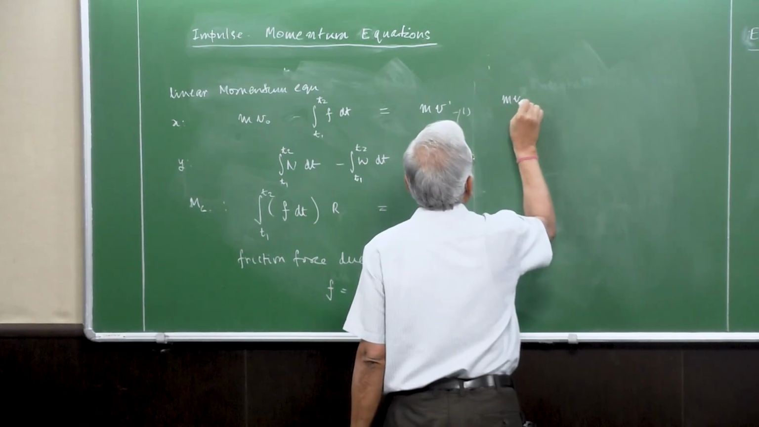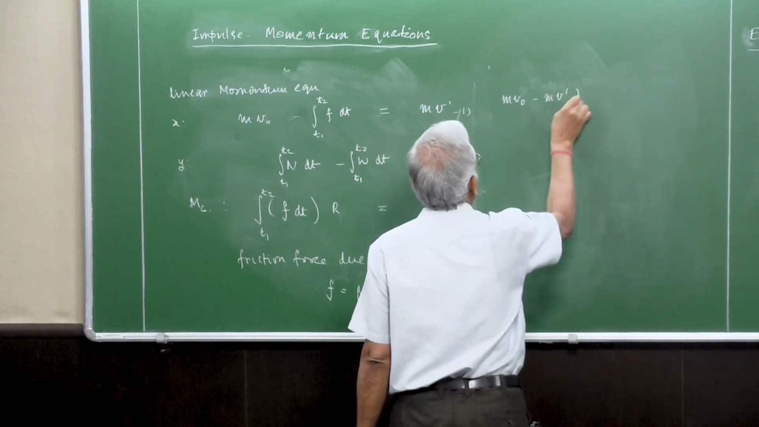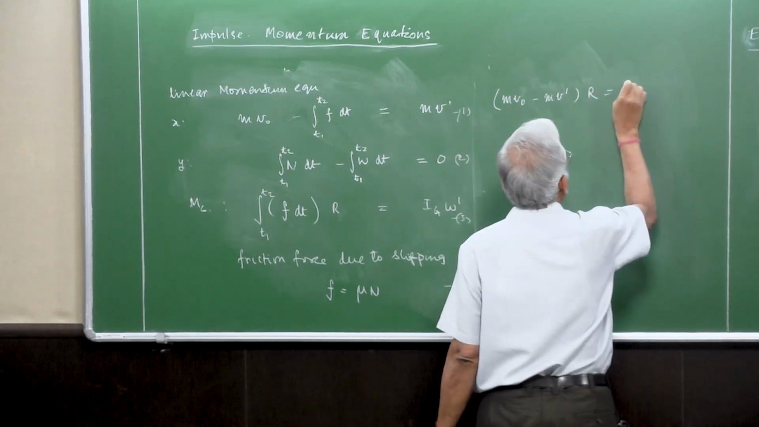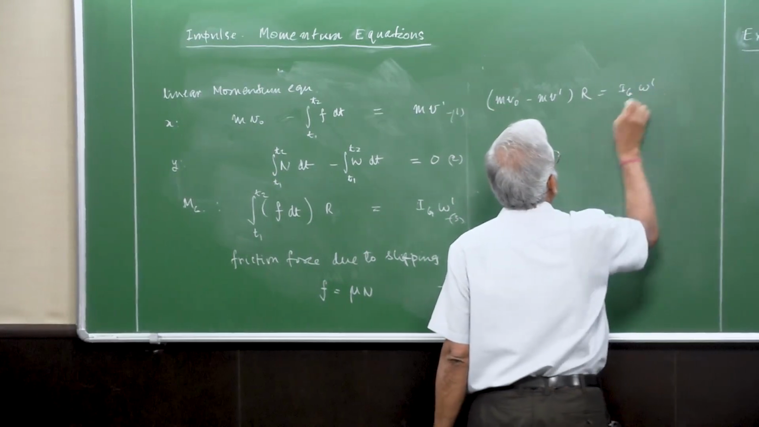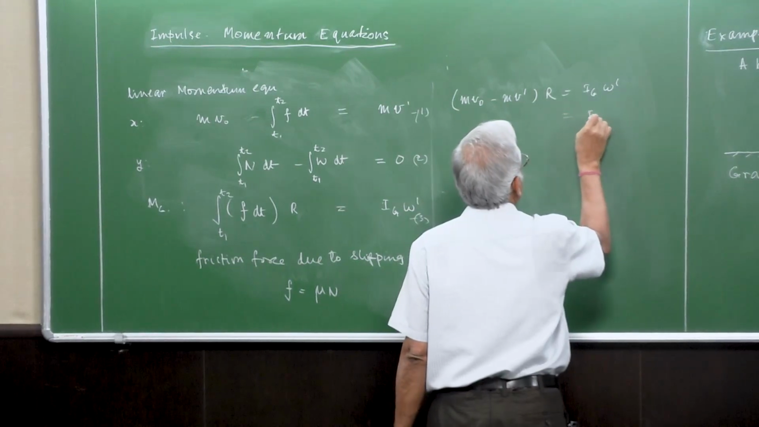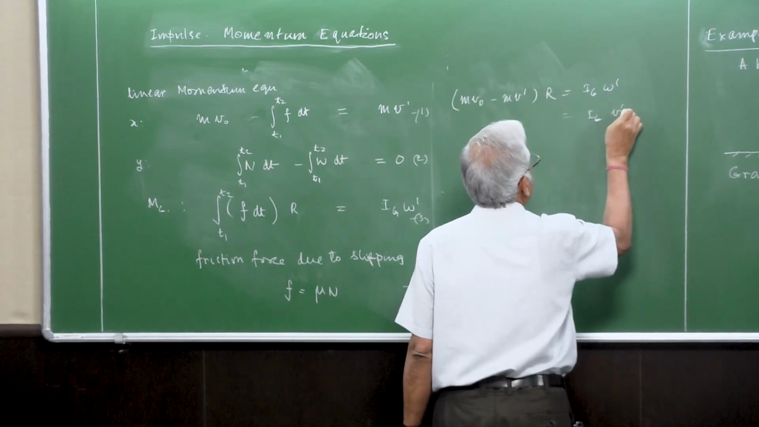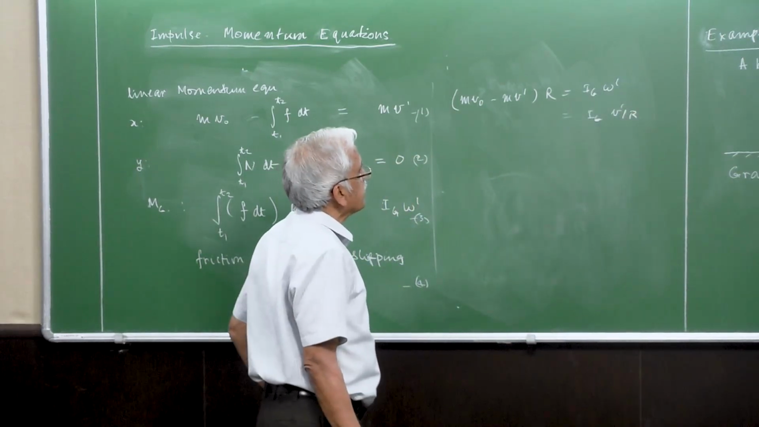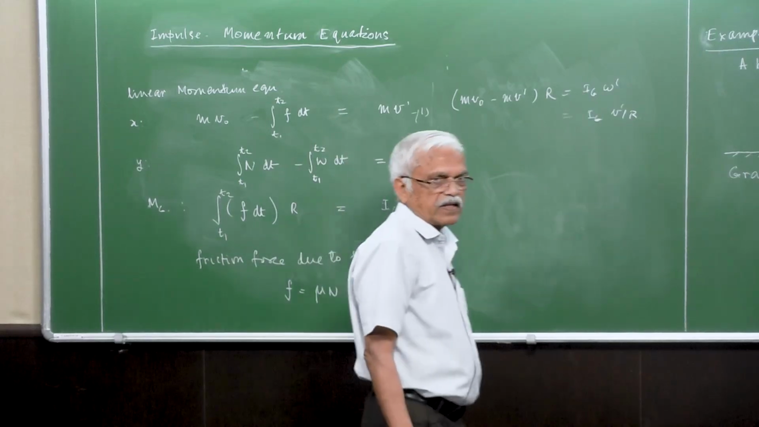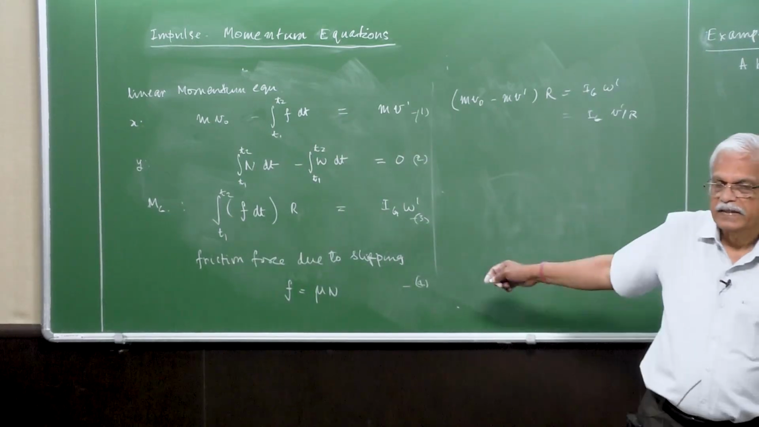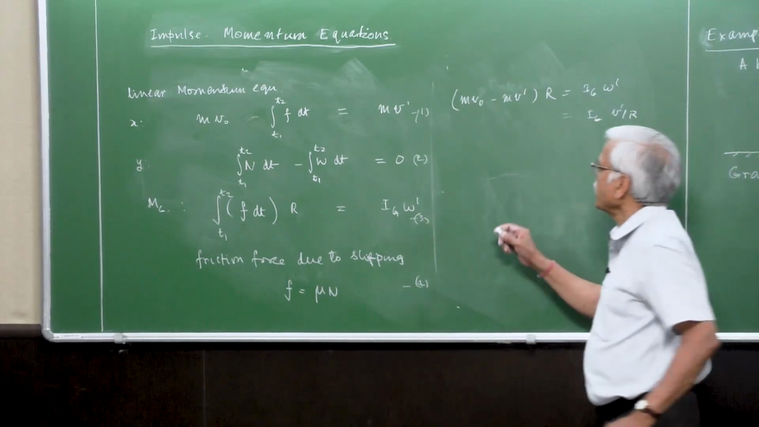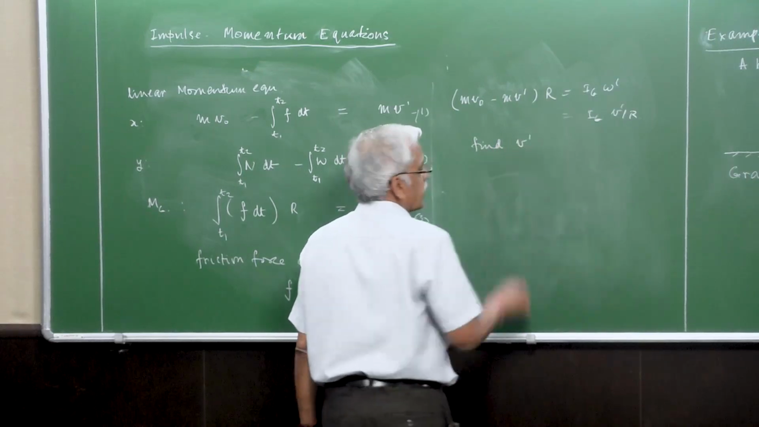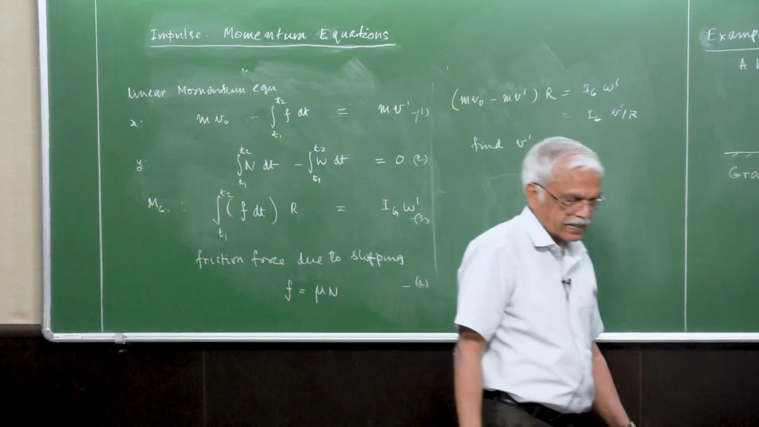b prime). So that's times R is equal to I_G times omega, which we can put as v prime over R. Okay, finally you can calculate the v prime here, and that is the answer. So you can calculate, and that is a very simple calculation.